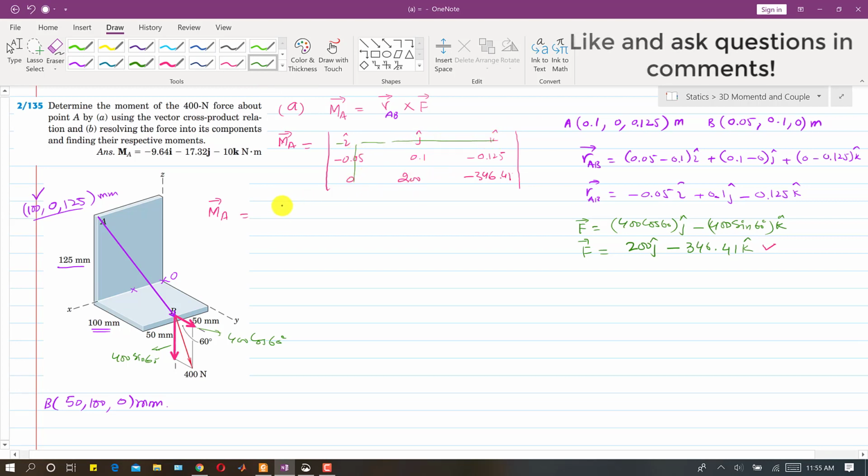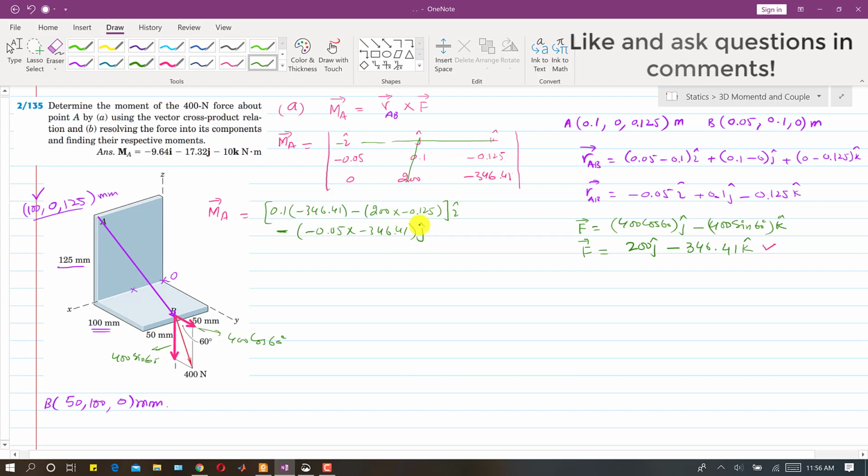So this will be 0.1 into minus 346.41 minus 200 into minus 0.125. So this will be multiplied with i. Then with j, we will write minus, and I will hide this column. We will take the determinant of this. So this will be minus 0.05 into minus 346.41, and this will become 0.